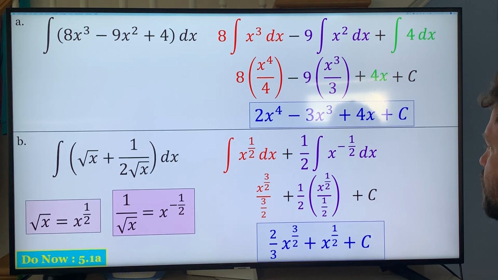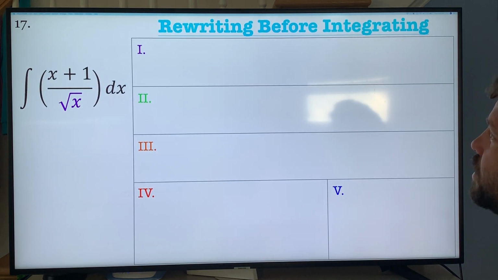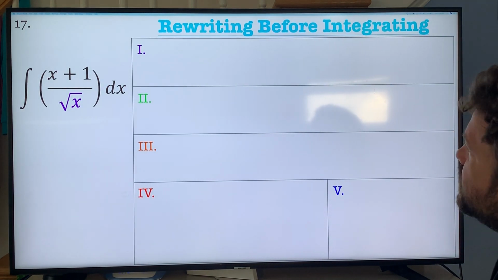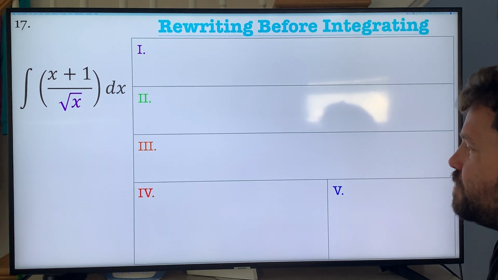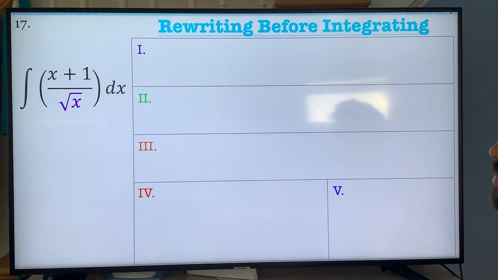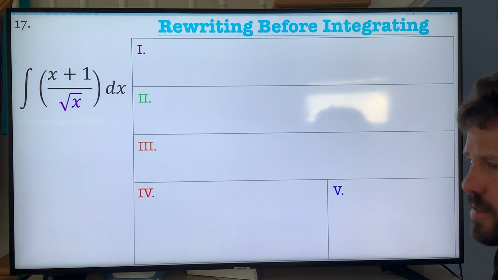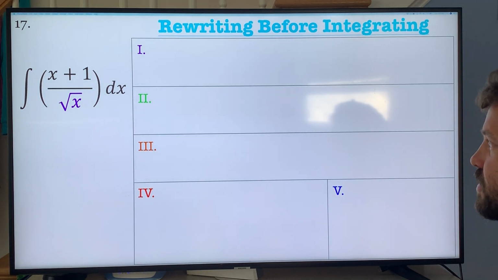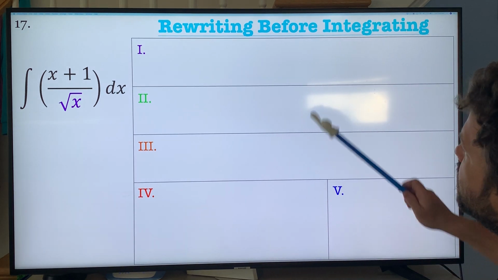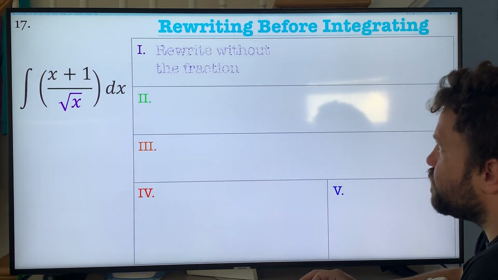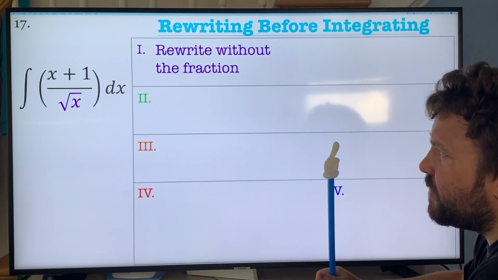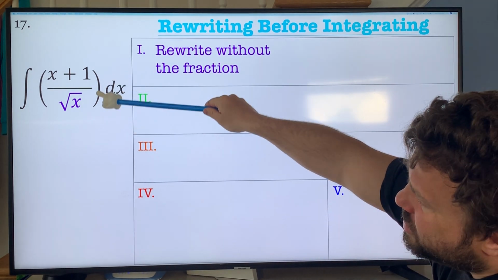Awesome. Let's get into a new thing. Rewrite before integrating. This is what we just did, just to make sure you guys get the hang of it. Through the years, I added extra parts to my lessons just to make sure you guys understood it. So first step about this rewriting. You're going to rewrite it without the fraction. So now you got things divided by that.